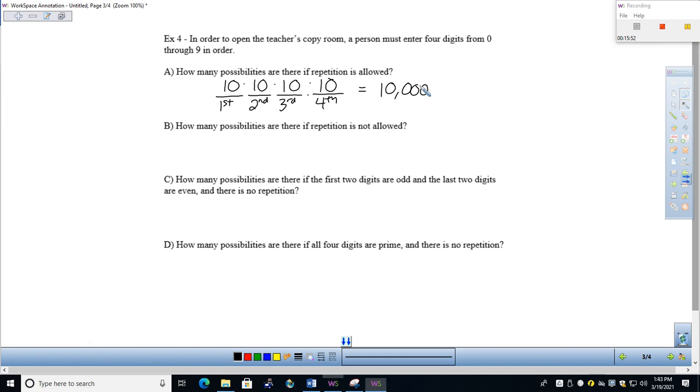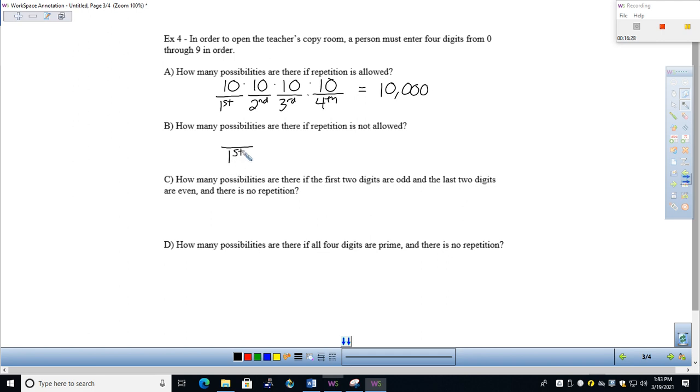Perfect. All right, now let's move on to letter B. How many possibilities are there if repetition is not allowed? So if you know the numbers do not repeat, how many possibilities are there now? Obviously, it's going to be less than 10,000, right? Because some of the possibilities that worked here are now not going to work for part B. Well, let's break it down piece by piece.